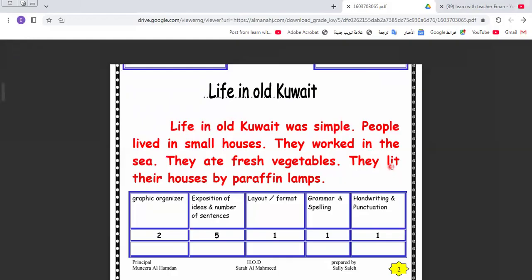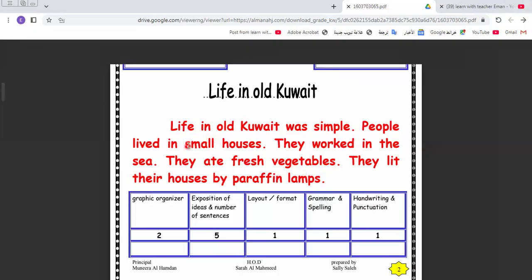We must take care when we write a paragraph of the tense that we use. If we talk about the past, I use the past. If we talk about the present, I use the present. If we talk about the future, I use will, the future tense. So we must take care of the tense that we use in the sentences.